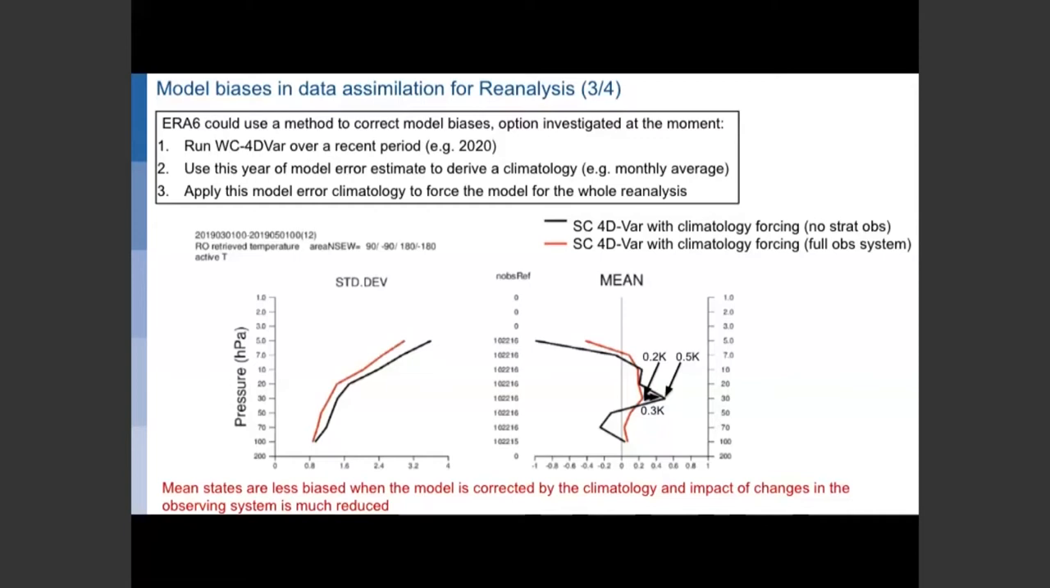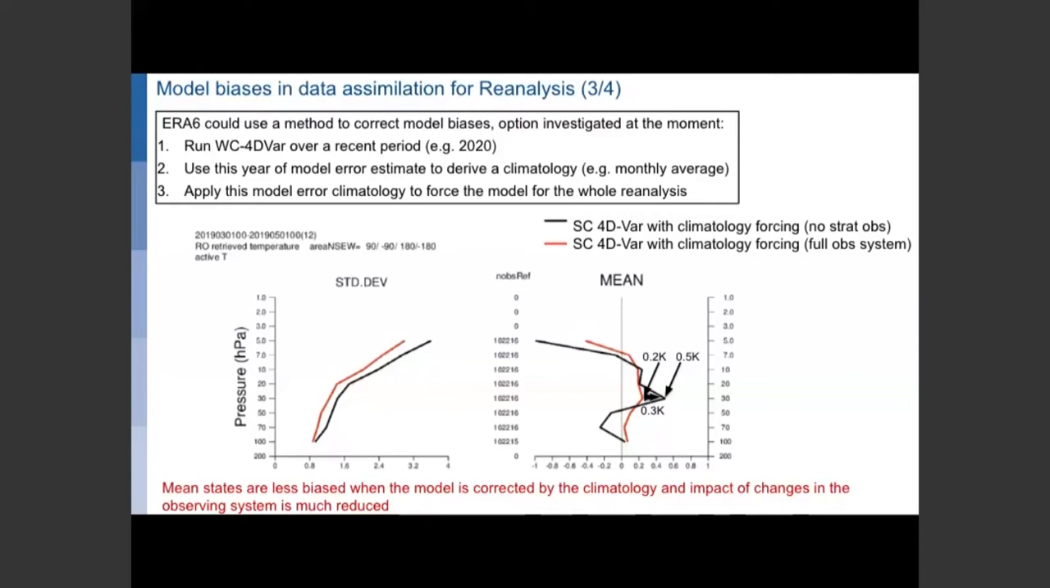We tried that for the year 2019, so you can see here the results. First of all, if we focus on the red line, we use the full observing system, but this time the model has been corrected when we do the strong constraint 4D-Var. And you see that the mean error is 0.2 Kelvin. So by correcting the model when we do the reanalysis, the error before was 0.4 Kelvin and now it's 0.2 Kelvin. The black line is the same experiment, but without stratospheric observations this time. We are correcting the model using our climatology and the error is 0.5 Kelvin, so much smaller.